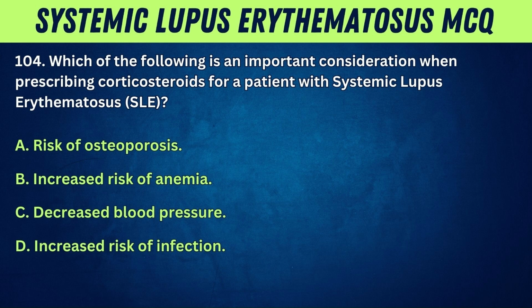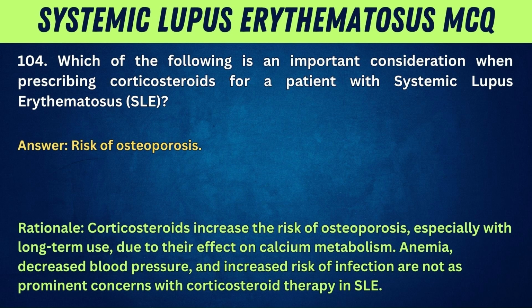104. Which of the following is an important consideration when prescribing corticosteroids for a patient with systemic lupus erythematosus, SLE? A. Risk of osteoporosis. B. Increased risk of anemia. C. Decreased blood pressure. D. Increased risk of infection. Answer: risk of osteoporosis.